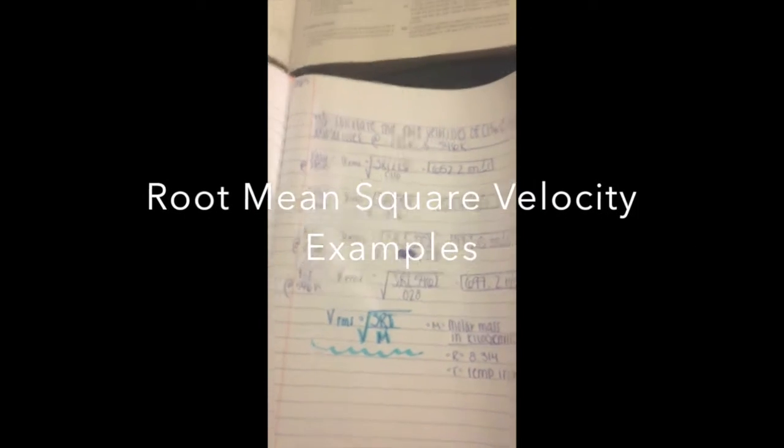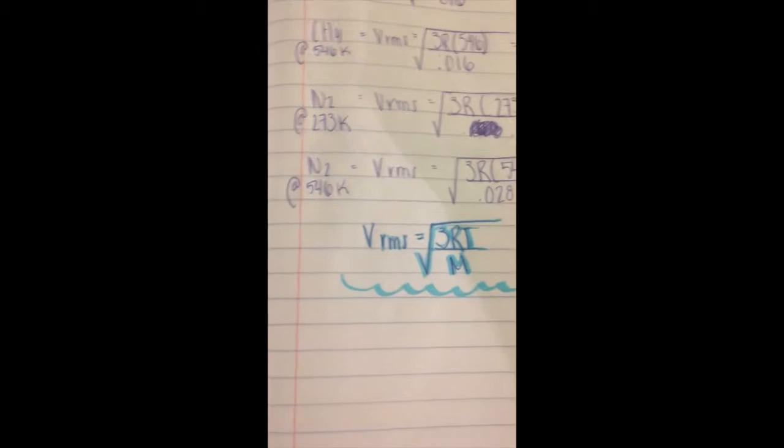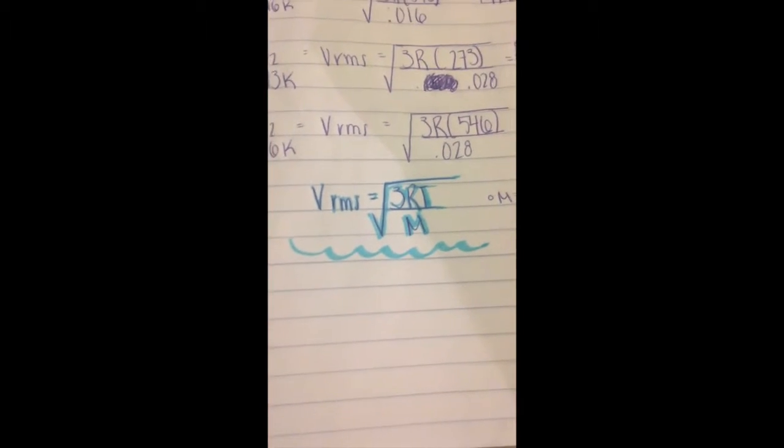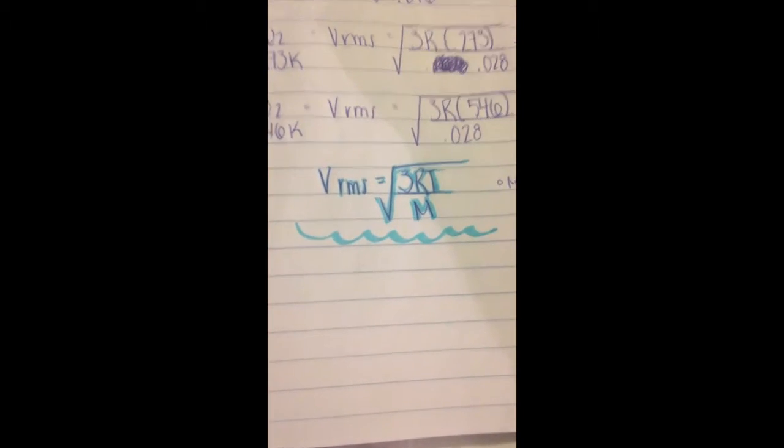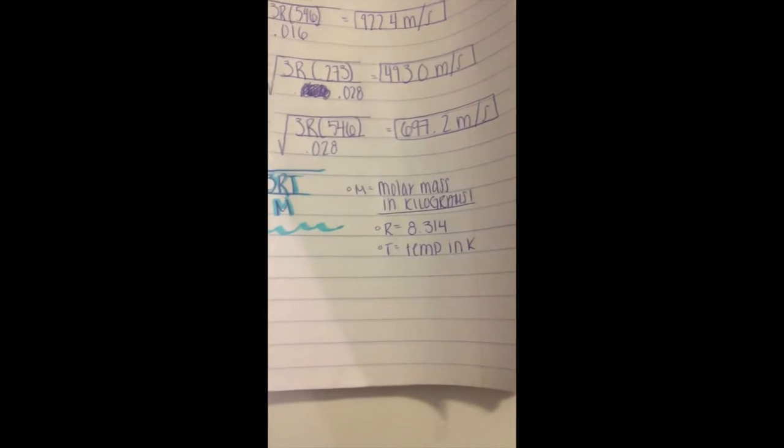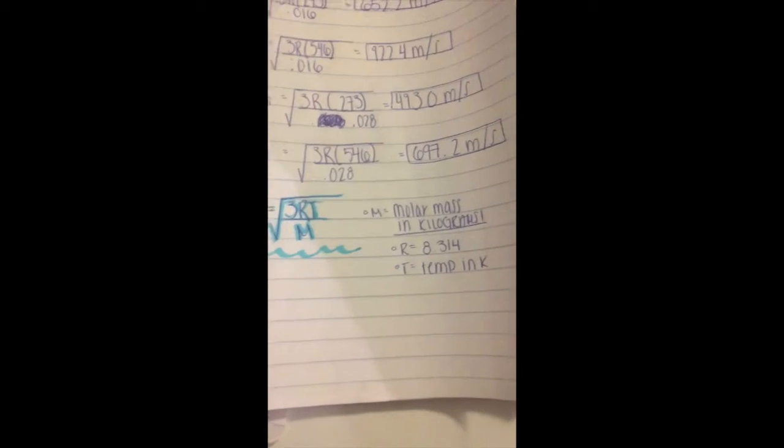Calculate the root mean square velocities of CH4 and N2 molecules at 273 Kelvin and 546 Kelvin. The formula for root mean square is the square root of 3 times R times T divided by M, where M equals the molar mass in kilograms, R equals the molar gas constant of 8.314, and T is the temperature in Kelvin.